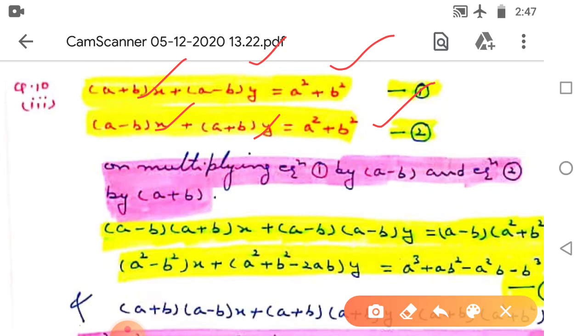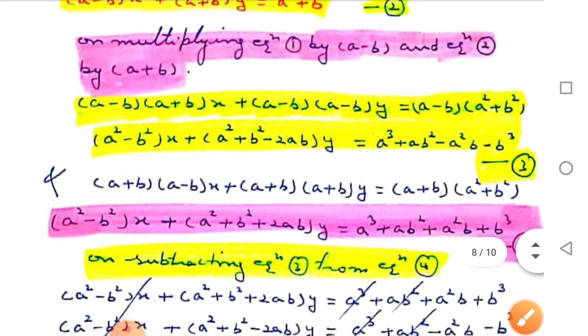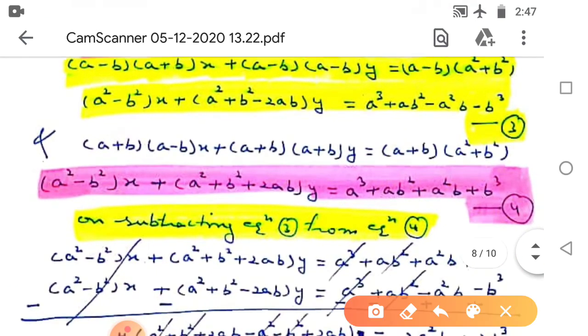So look here, we are going to solve this question with the elimination method, where we have to make the coefficients equal. So on multiplying equation 1 by a minus b, we are making the coefficient of x as a square minus b square, and after multiplying equation 2 with a plus b, again making the coefficient of x as a square minus b square. So finally we get these two equations.